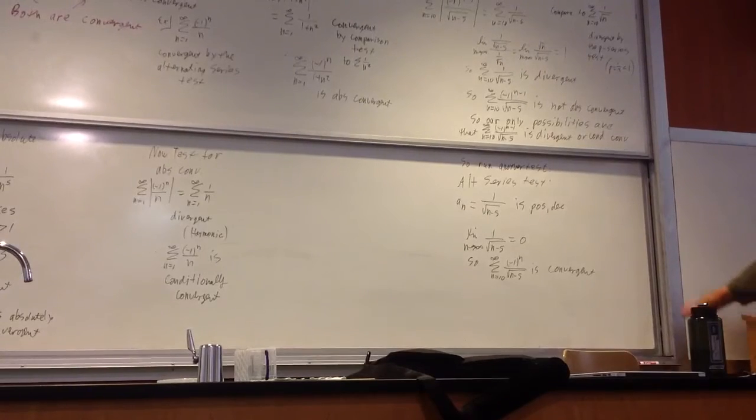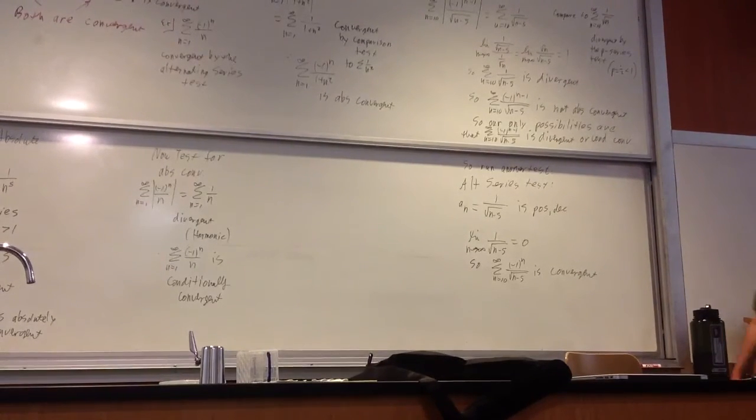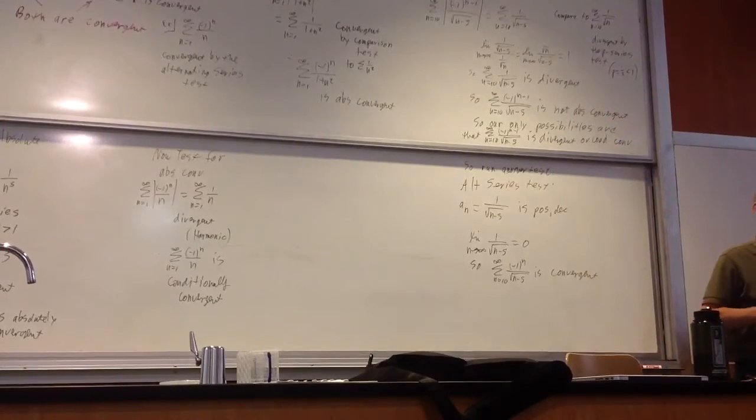Now we know it's convergent. We need to know what kind. Is it conditionally or absolutely convergent? We know it's not absolutely convergent. So what is it?